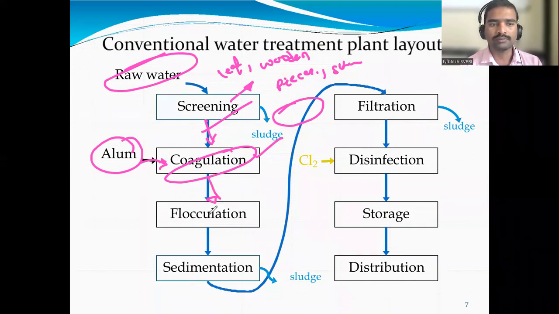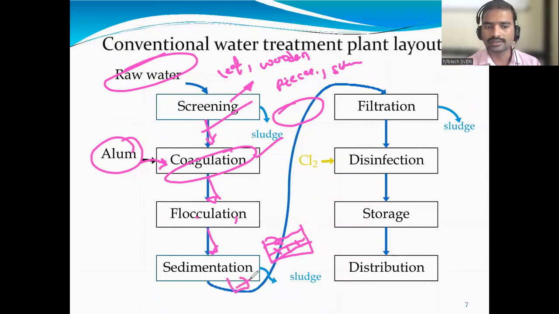In the flocculation chamber, the water is constantly agitated, with constant slow stirring. From the flocculation it will come to the sedimentation. Here the flow rate, the discharge rate, will be reduced. As the discharge rate is reduced, the flocs generated in the flocculation chamber settle at the bottom and are removed. Some part of the sludge, the settled particles, is removed from the sedimentation.